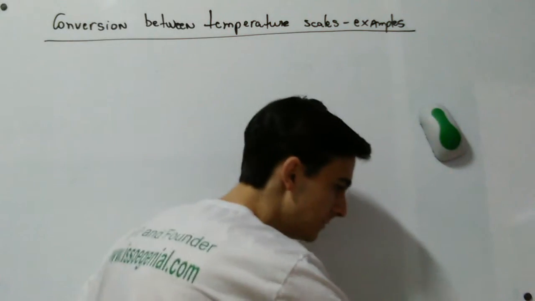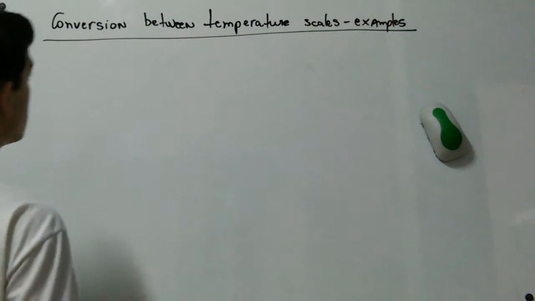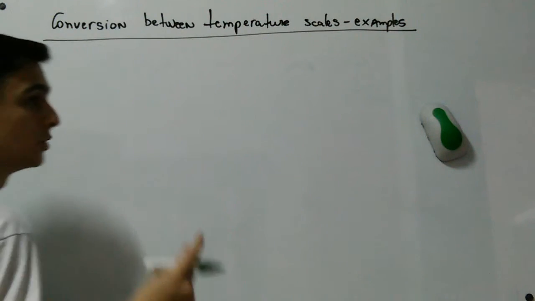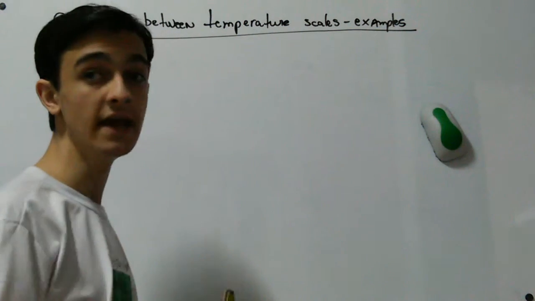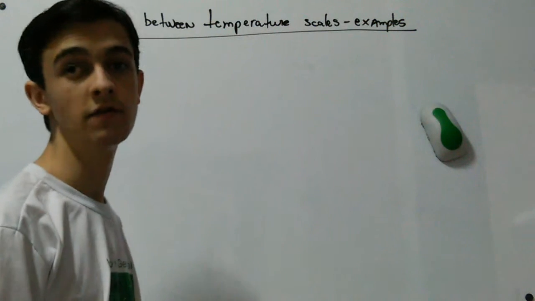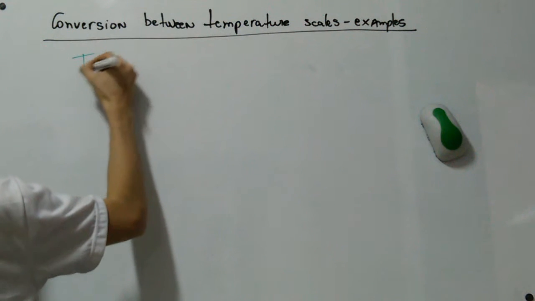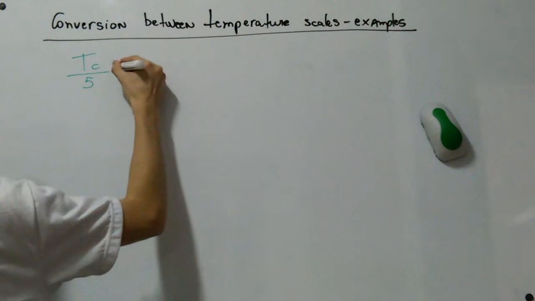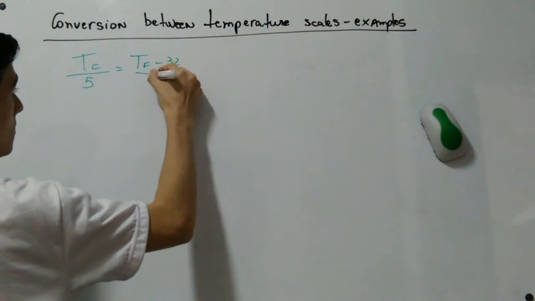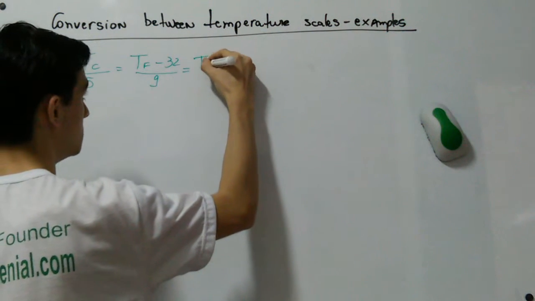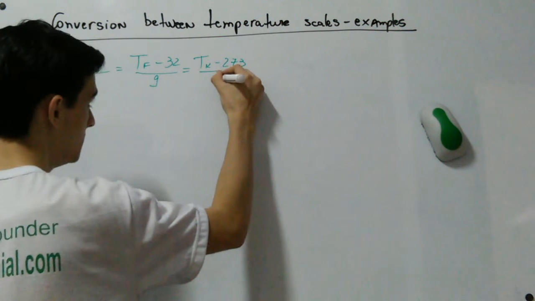So let me write again that equation that we derived in the last video. We call the temperature in Celsius Tc, the temperature in Fahrenheit Tf, and the temperature in Kelvin Tk. So we saw that Tc over 5 equals Tf minus 32 over 9 equals Tk minus 273 divided by 5.